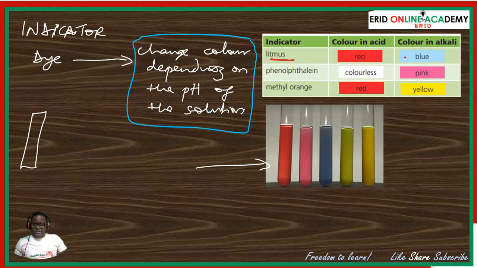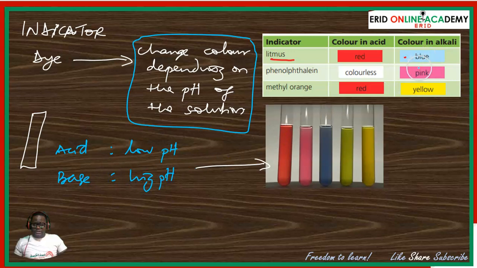of the solution. If a solution is acidic, we would expect that solution to have a low pH. So if I bring litmus paper into a solution with a low pH, it's going to turn red. If I bring litmus paper into a solution of base with a high pH, the litmus is going to turn into what?